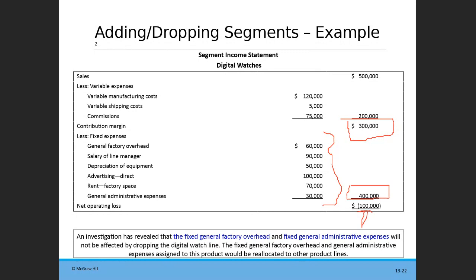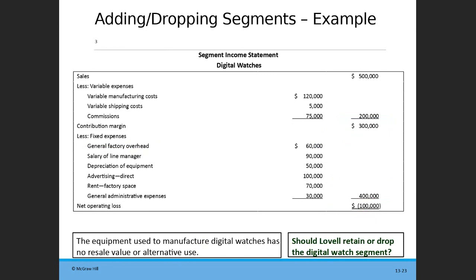But let's look here. An investigation revealed that the fixed general factory overhead, this 60,000, and the fixed general administrative expenses will not be affected. They'll just get reallocated to other product lines. So they aren't really relevant to this decision, right? Because it's the same either way. I still have this expense and this expense, whether I have these watches or not.